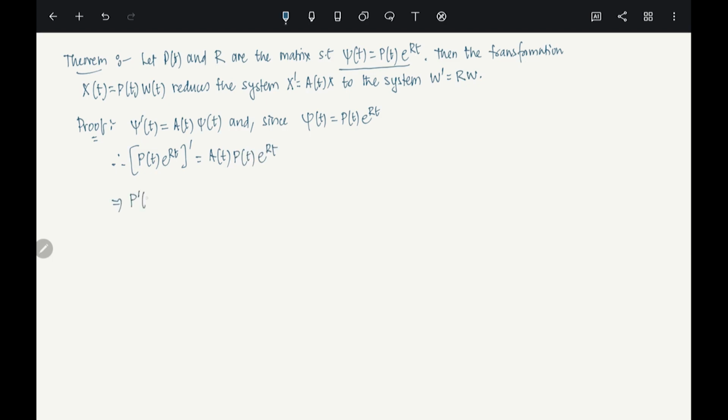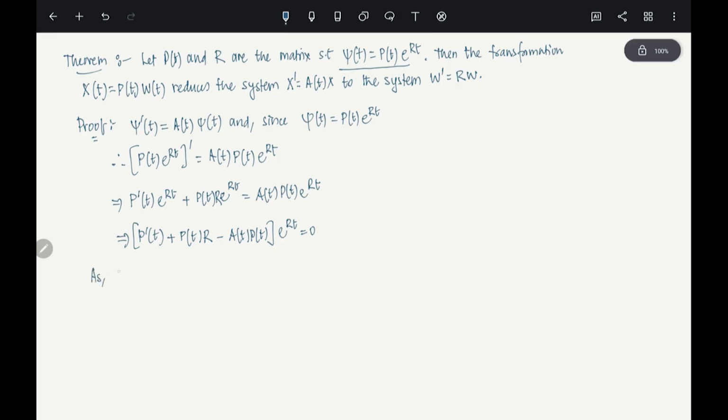That will imply that first of all it is P prime of t e to the power Rt, this is from the first assignment we are using here, plus P of t e to the power Rt times R, equals A of t times P of t e to the power Rt. Is this fine? Now I can write it like this: P prime of t plus P of t times R minus A of t times P of t, times e to the power Rt, is going to be 0. Is this okay? Now if you use this transformation, basically x of t is given by P of t times w of t. So using the transformation, x of t is nothing but P of t times w of t.